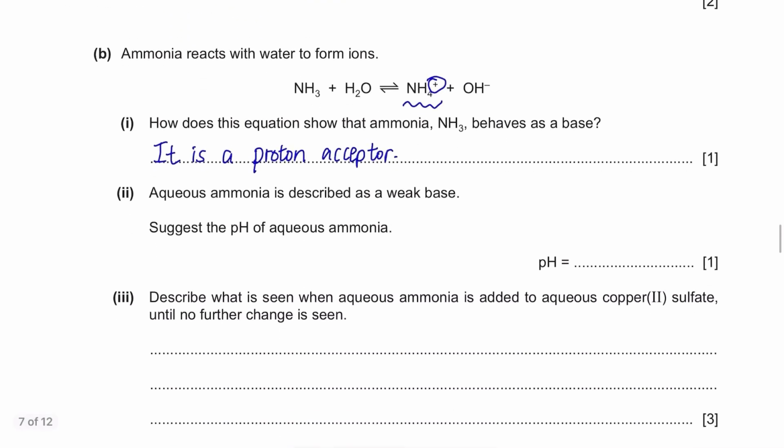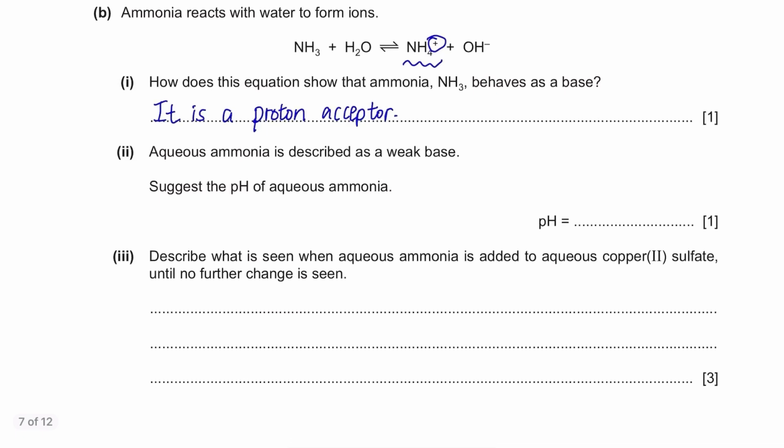Aqueous ammonia is described as a weak base. Suggest the pH of aqueous ammonia. The pH scale is from 1 to 14, so if it's a weak base, it can be any from pH 8 to 11. I'll write pH 10.